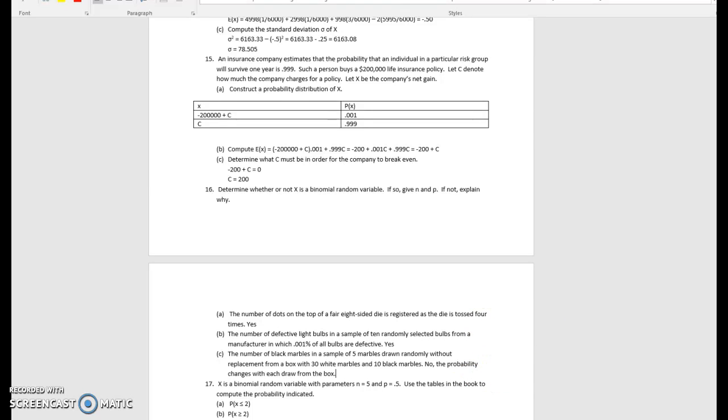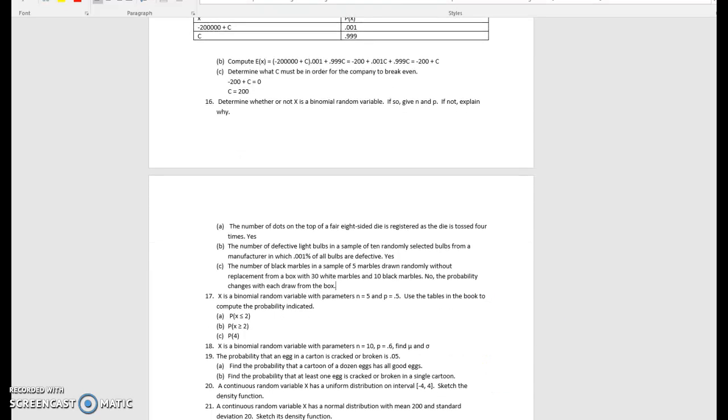Okay, so let's see. I'm starting to run out of time. Yeah, I think we can get 17, at least part of it. So we're going to have a binomial random variable with parameters n equals 5 and p equals 0.5. And we're going to use the tables in the book to compute the probabilities indicated. All right, so let me pull up the tables.